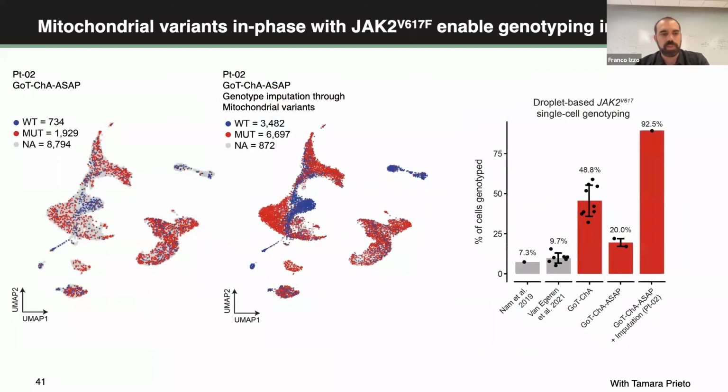So when we perform the genotype imputation, given the higher coverage of the mitochondrial genome, it allows for a dramatic increase in successfully genotyped cells in the sample. So while we originally obtained around 20% genotyping with GoTChA ASAP, the imputation using phased mitochondrial variants increased the effective genotyping rate of the sample to just over 90% of all cells.